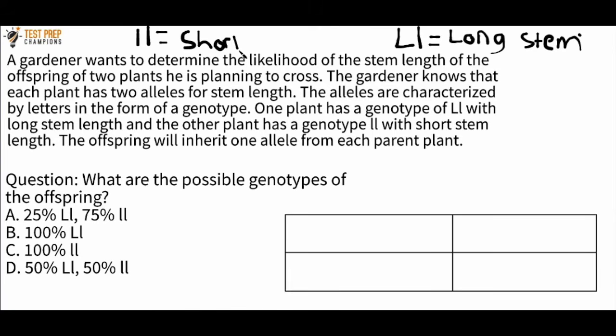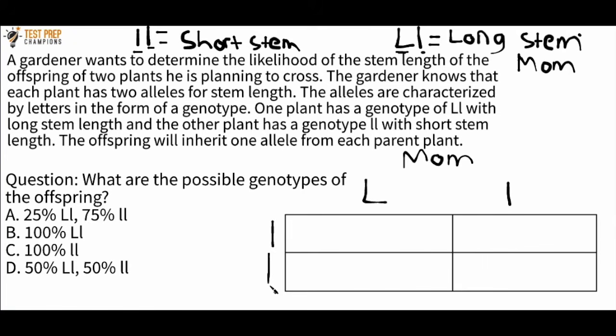And so basically what's going to happen here is the offspring are going to inherit 1 allele from mom and one allele from dad. So let's say that the long stem plant is the mom plant. So let's put mom up here on the Punnett square. Mom has one big L allele and one little l allele. And let's say that the dad plant is the short stem plant. So the dad plant is going to contribute one little l and another little l.